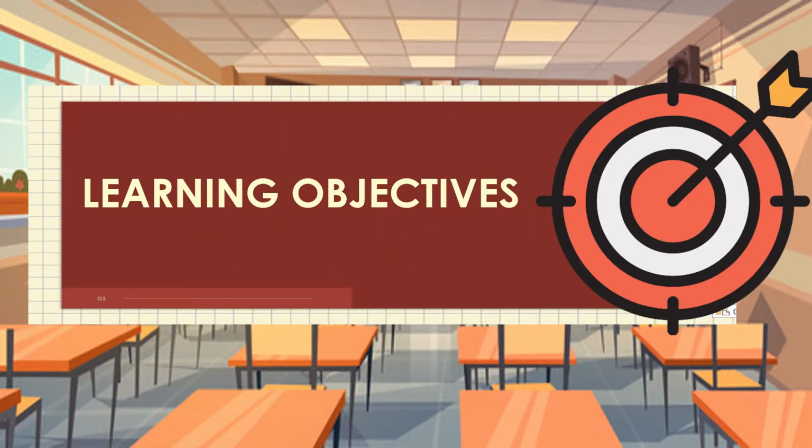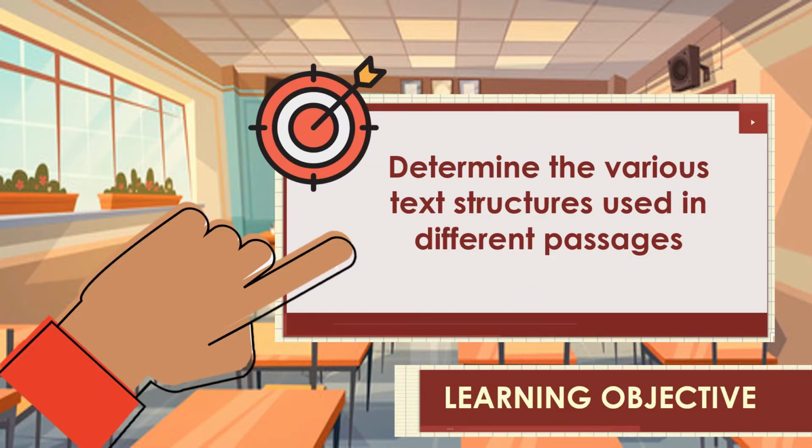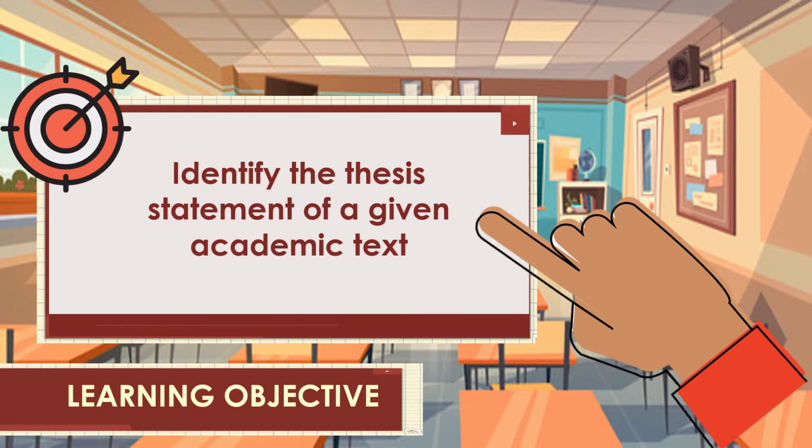And here are the learning objectives. Learning objective number 1: Familiarize yourselves with text structures and thesis statements. Learning objective number 2: Determine the various text structures used in different passages. And learning objective number 3: Identify the thesis statement of a given academic text.